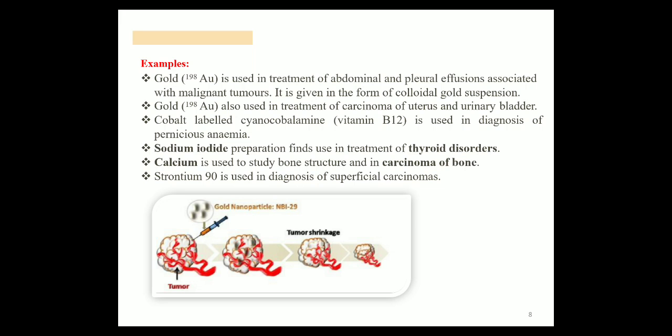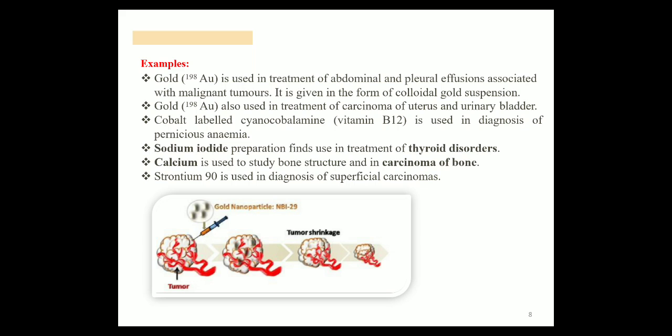Gold 198 (Au) is used in treatment of abdominal and pleural effusions associated with malignant tumors. It is given in the form of colloidal gold suspension. When cancer grows in the pleural space, it causes a malignant pleural effusion. This condition is a sign that a cancer has spread or metastasized to the area.